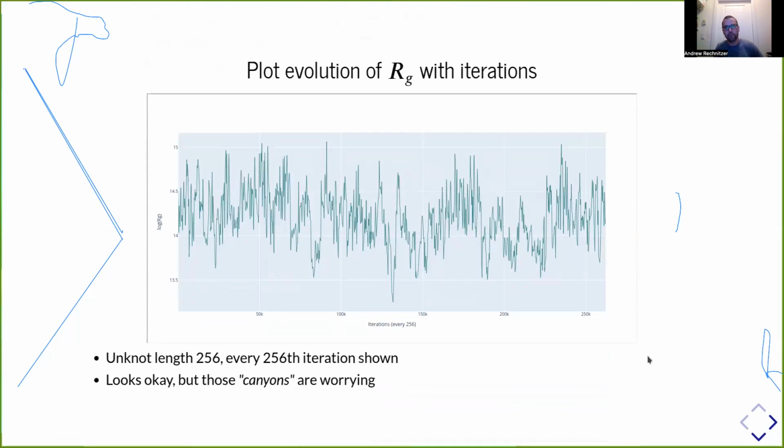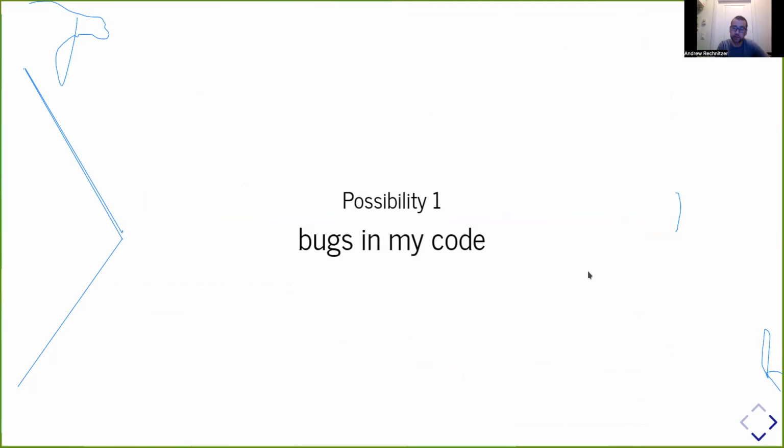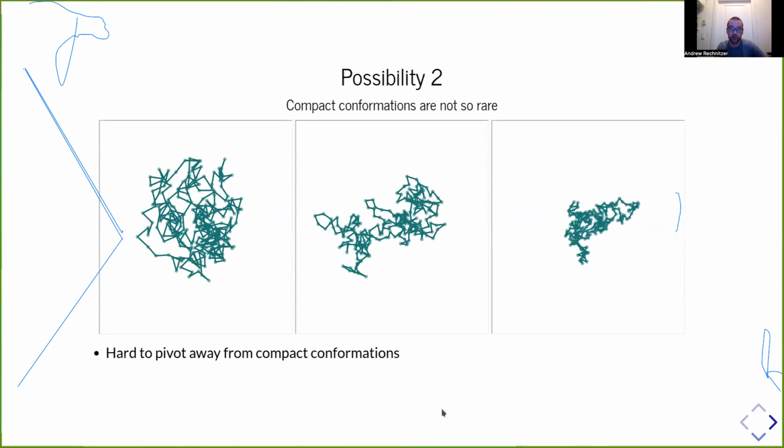And so I plotted the evolution of RG with iterations, and you can see that it's bouncing up and down nicely here, but there's a couple of sort of worrying canyons here. And if you plot more of this evolution, you can see that these canyons are now becoming extremely worrying. And what seems to be happening is that the algorithm is getting stuck in these very compact configurations. And so possibility one is these are bugs in my code. Possibility two is that compact conformations are somehow not so rare.